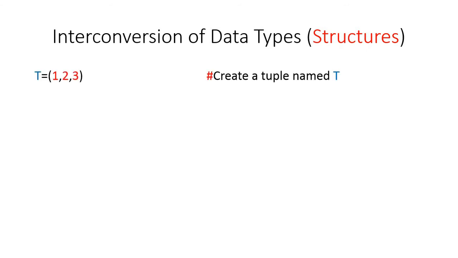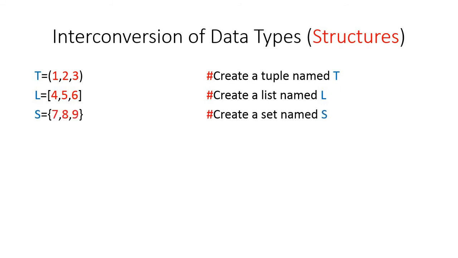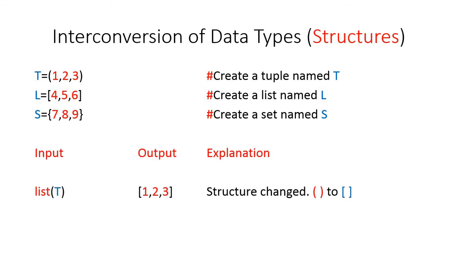For example, you have a tuple named T and that tuple contains 3 numbers 1, 2 and 3. You have a list named L which contains 4, 5 and 6, and you have a set S containing 7, 8 and 9. For example, you want to convert this tuple, which is T, into a list. Then use the list command and type the name of the tuple. So this tuple will be converted into a list. Only the brackets you see will be changed.